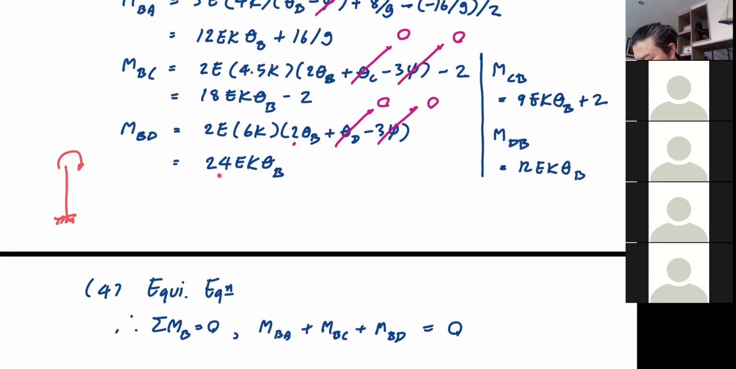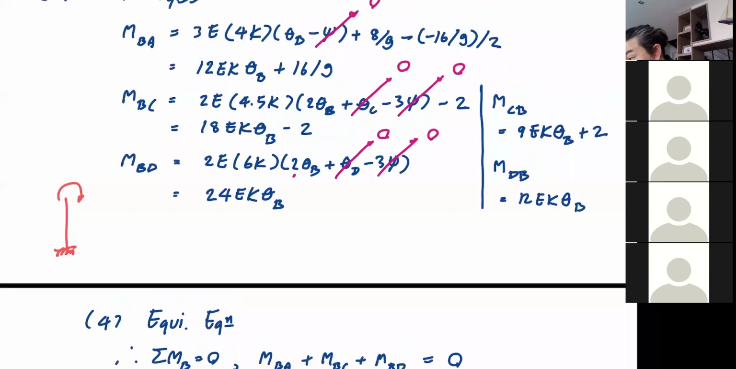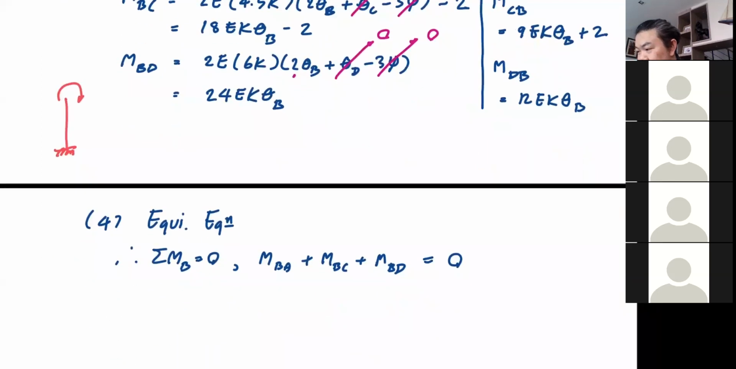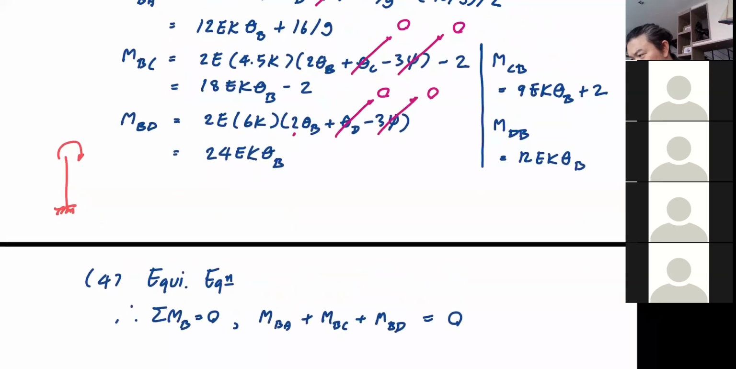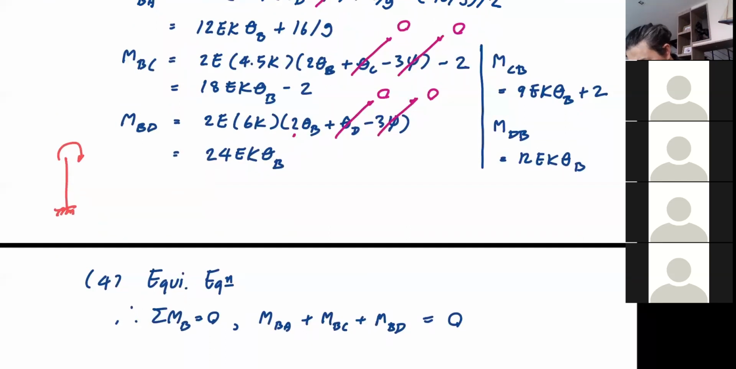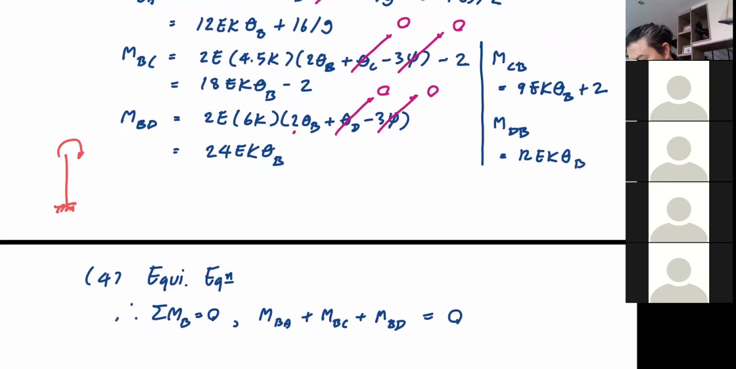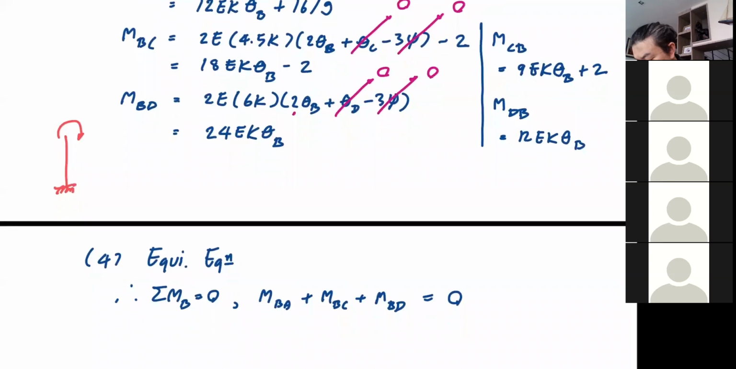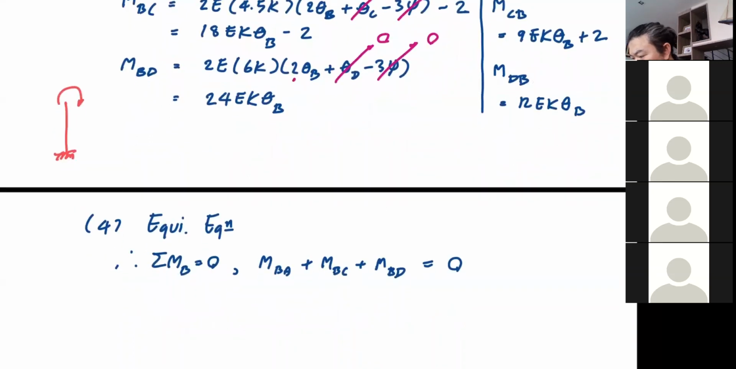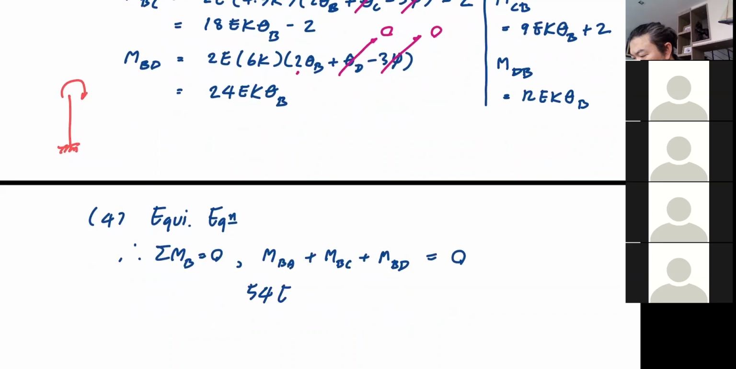Am I right? Am I correct? Nobody is helping. That's fine. Okay. So that is correct. 18, 24. So 54, right? 54 EK theta B.